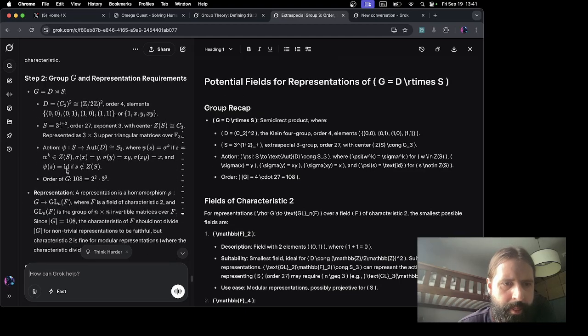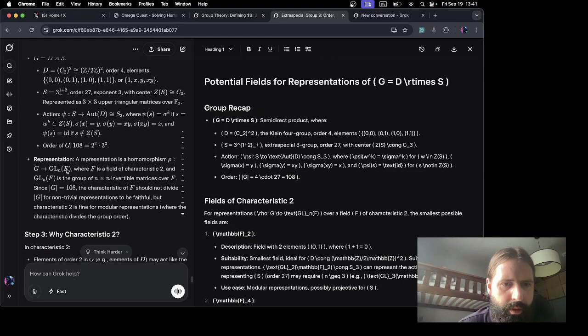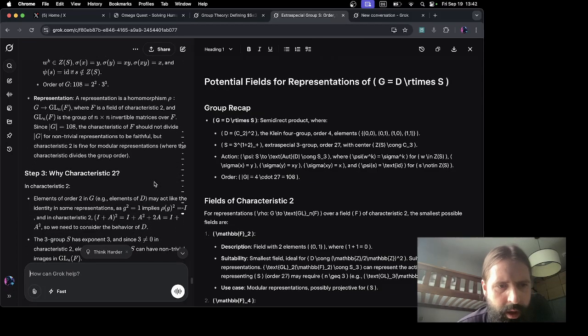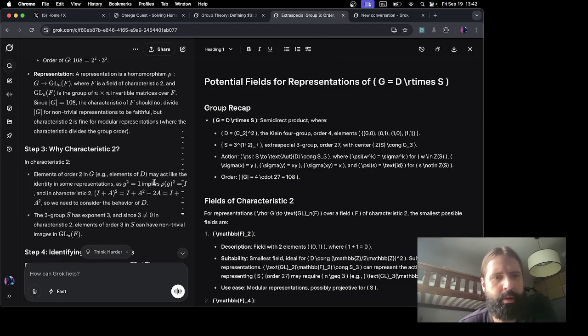A representation is a homomorphism from G to GL over F, where F is of characteristic 2 and the image is an invertible matrix over F. The characteristic of F should not divide the order of G for non-trivial representations to be faithful, but characteristic 2 is fine for modular representations where the characteristic divides the order of the group. Elements of order 2 in G may act like the identity in some representations, as g squared equals 1 implies.